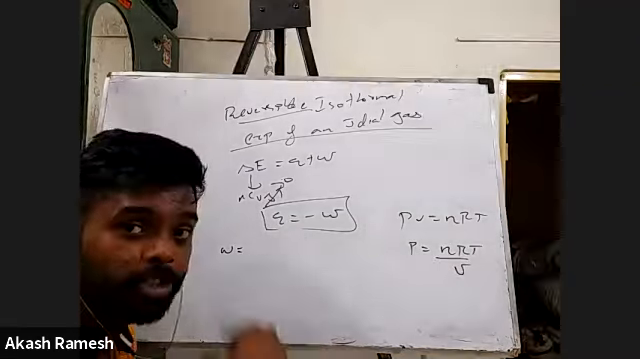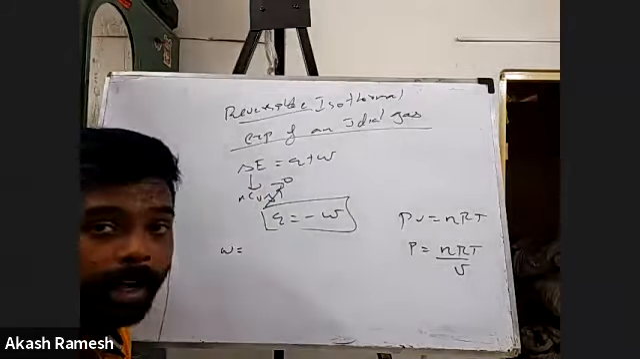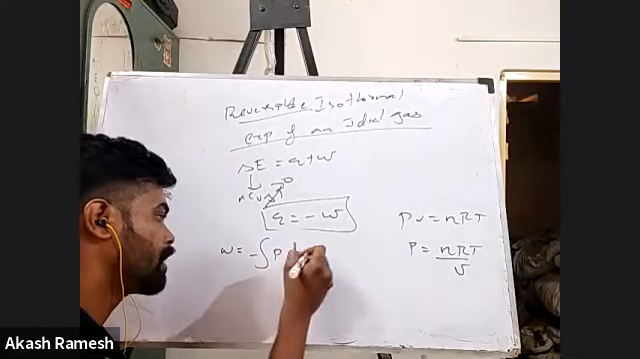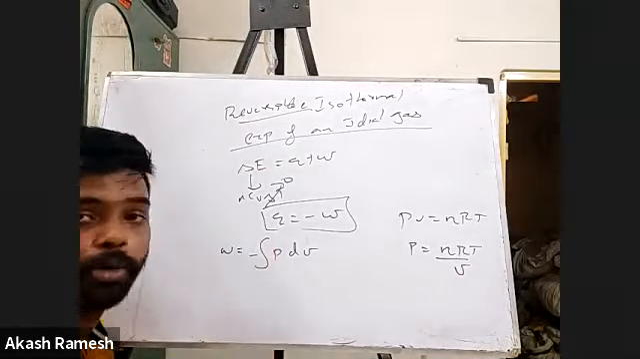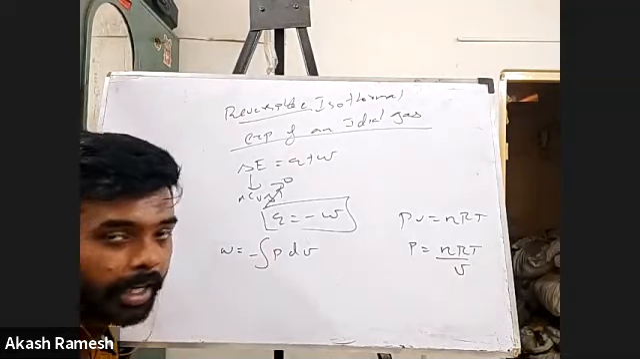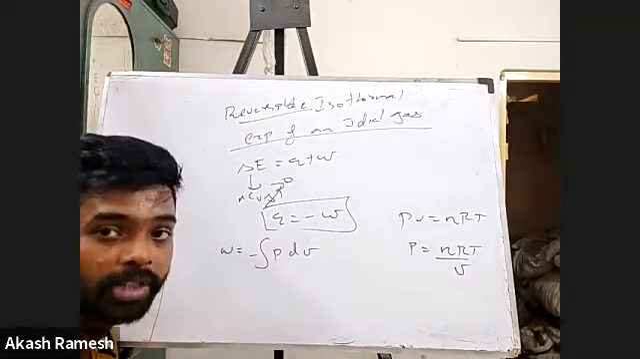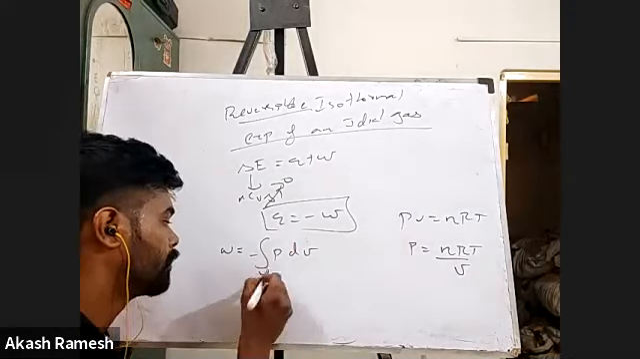Sorry, the P has to be inside the integration because pressure might also change, as it's a reversible process. So I will write it as minus P dV. P is inside the integration. Only if it is constant, I'll be able to take it out. Only if the particular thing is a constant value will I be able to take it outside the integration. So here it's not constant. Right? So it is from V1 to V2.